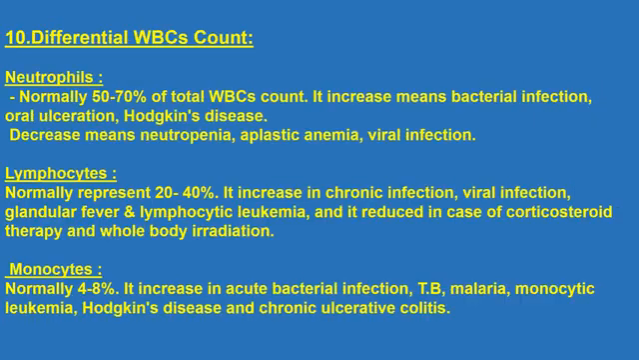Differential white BCs count. In this test, we measure the percentage of each type of white BCs. First, the neutrophil. Normally, their percentage is about 50 to 70% of the total white BC count. Increase means bacterial infection, oral ulceration, and Hodgkin disease. Decrease means neutropenia, aplastic anemia, and viral infection.